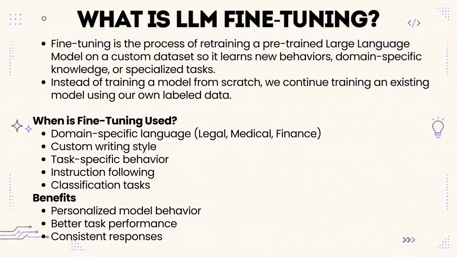For example, a hospital could fine tune a model on medical records. A law firm could fine tune a model on legal documents. A bank can fine tune a model on financial terminologies. After fine tuning, the model becomes much better at understanding that specific domain. However, fine tuning also has some limitations, which we can discuss later. Before moving on to the next part, we'll understand what the steps of fine tuning are.